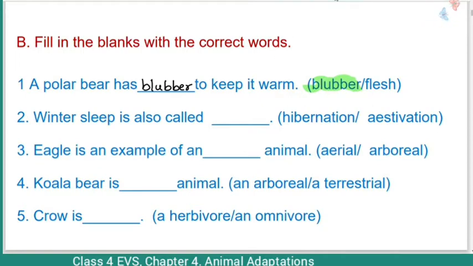Second one, winter sleep is also called as dash. Winter sleep is also called as hibernation.